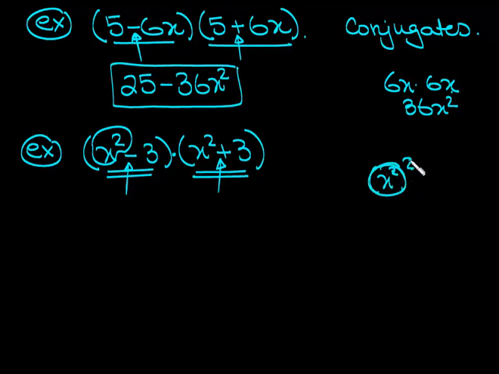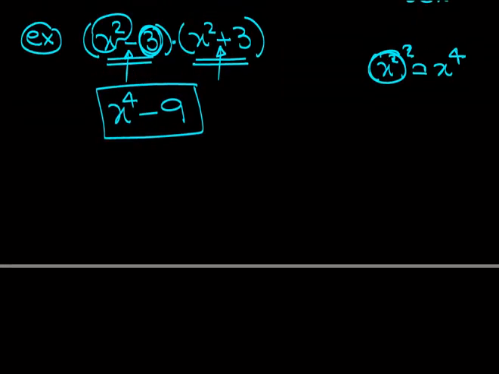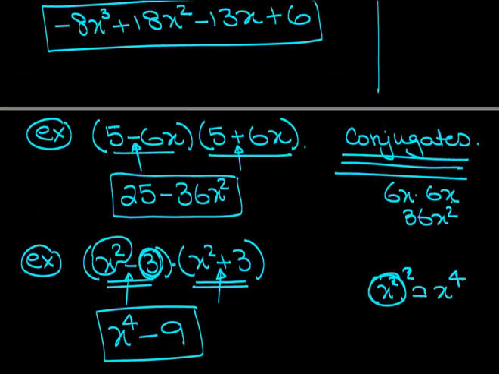Anytime you have two exponents next to each other, we multiply, so we get x to the fourth. Put a minus in the middle, and you square the second term. What is 3 times 3? 9. You're done. So always look for that. Conjugates are very, very important. And they actually result from a formula. So let me talk about that next.